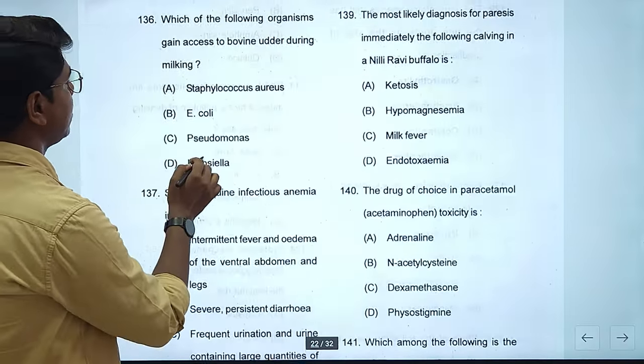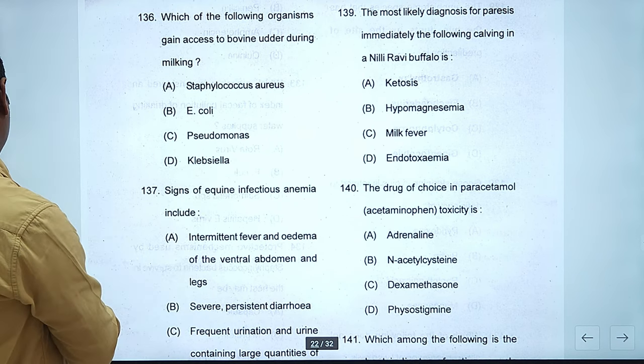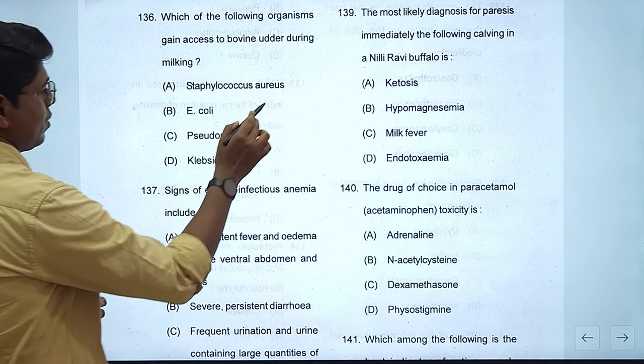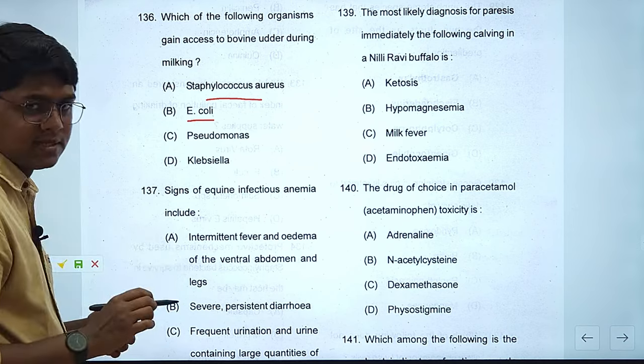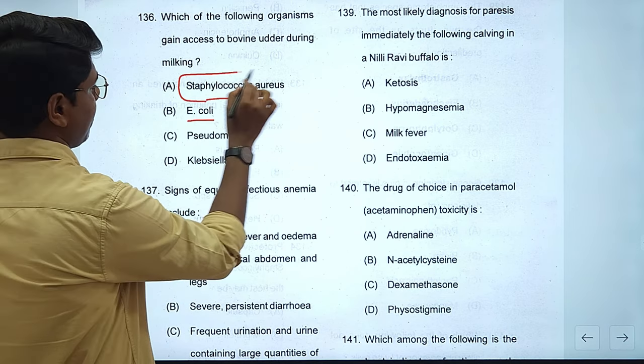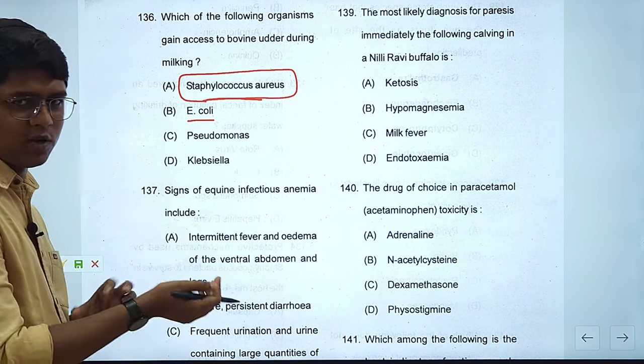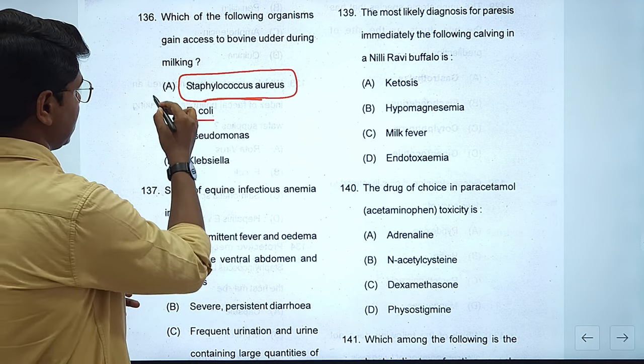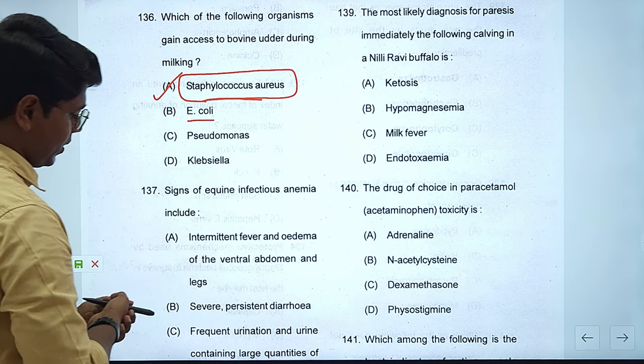Next question: which of the following organisms gain access to the bovine udder during milking? We see both Staphylococcus and E. coli can gain access, but Staphylococcus is abundantly found and also you will find it normally on the skin of the udder. So the most appropriate answer is Staphylococcus aureus.